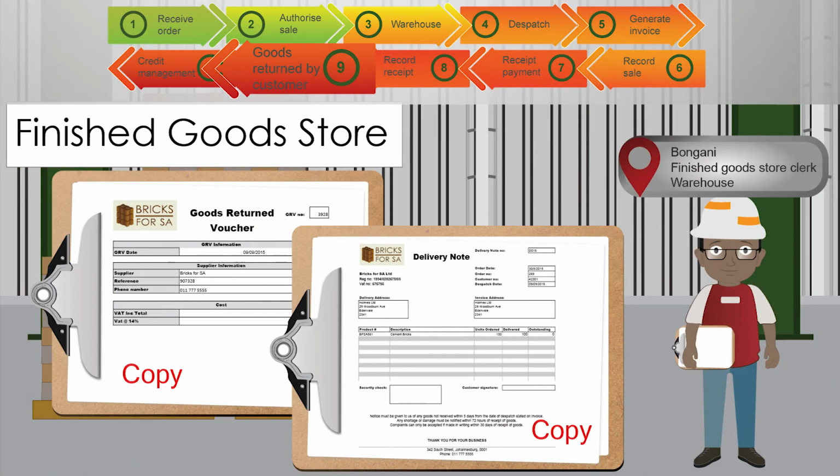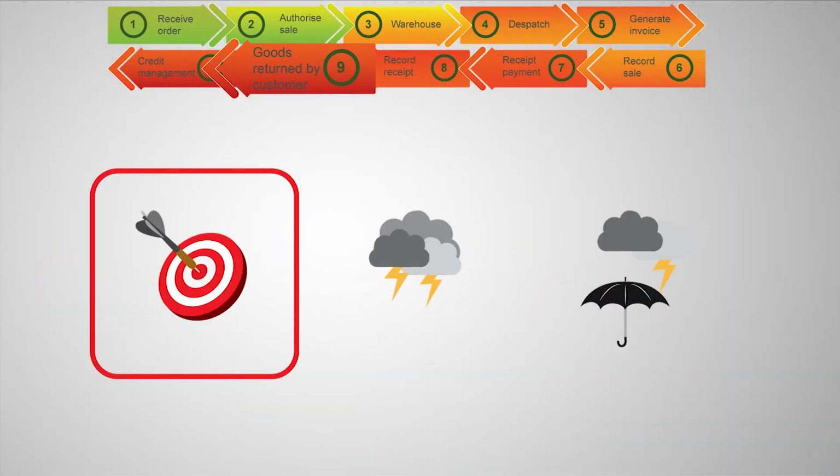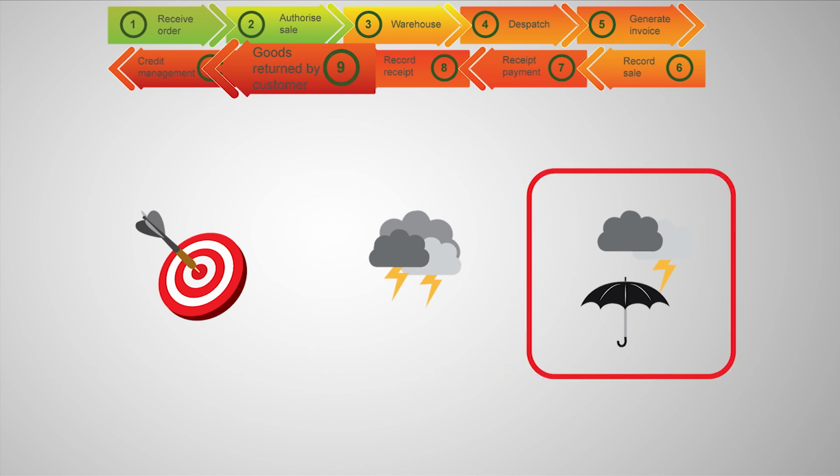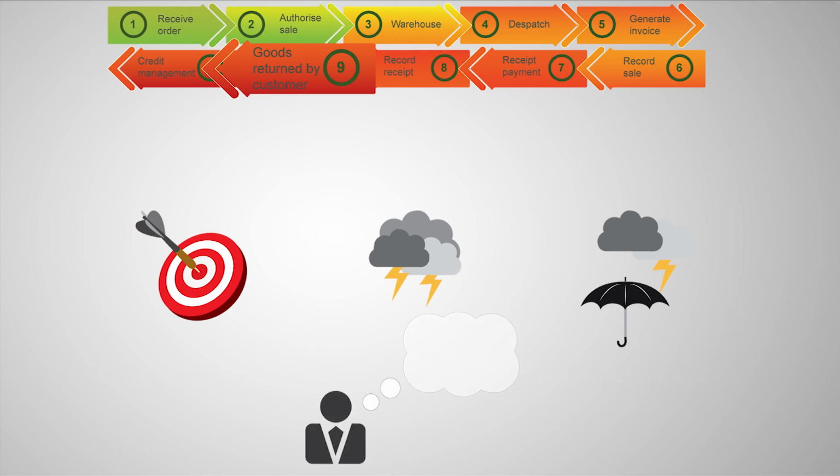The returned goods are then transferred to the finished goods store together with a copy of the delivery note and GRV. Bongani, the finished goods store clerk, must check the goods received against the documents provided and sign off that the goods received match the description in the documentation. Can you think of objectives, risks, and controls for this step? Let's take a look at some examples.